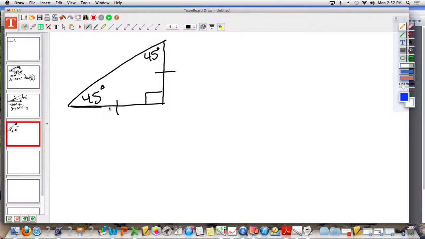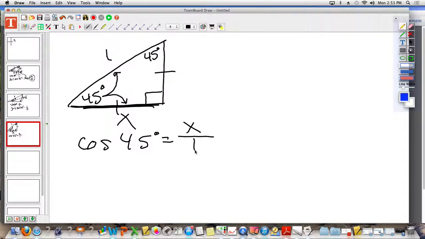So if I asked you to figure out the bottom of this triangle, call it an x, and you know that the hypotenuse is 1, what is that side and what is that side of this triangle? What is the x? Adjacent, what is this? The hypotenuse. Adjacent and hypotenuse is what? Cosine. So the cosine of 45 degrees is equal to x over 1. Figure out what x is. What do?